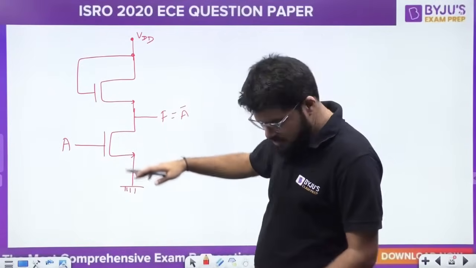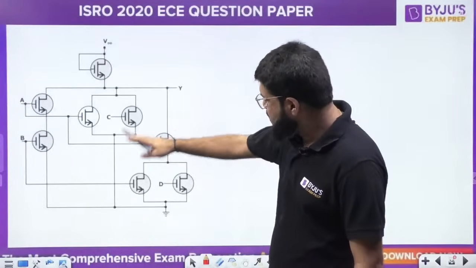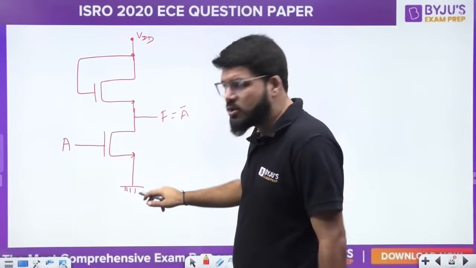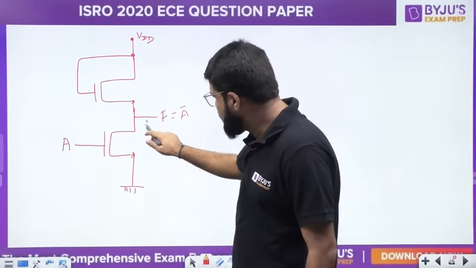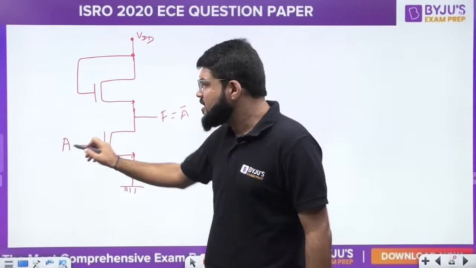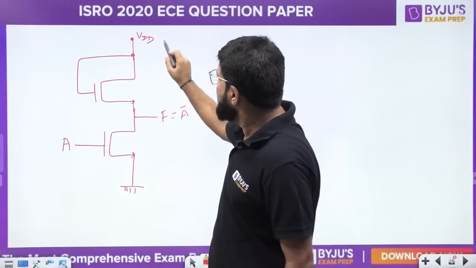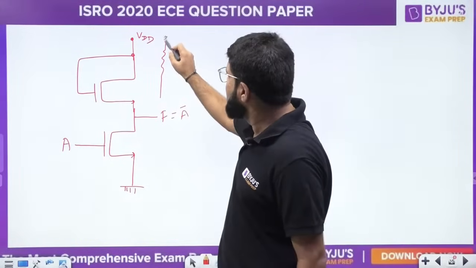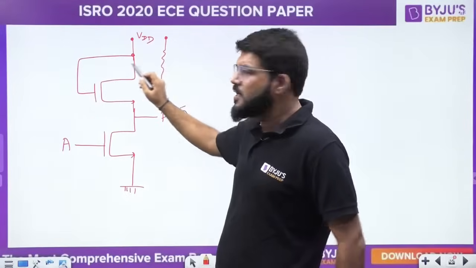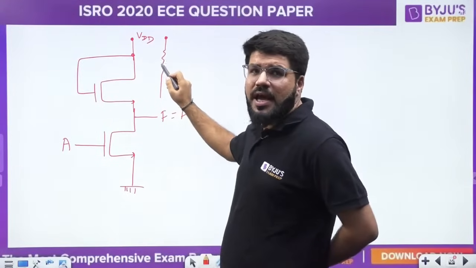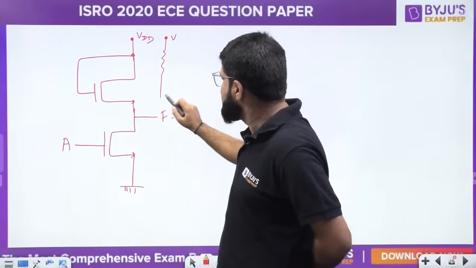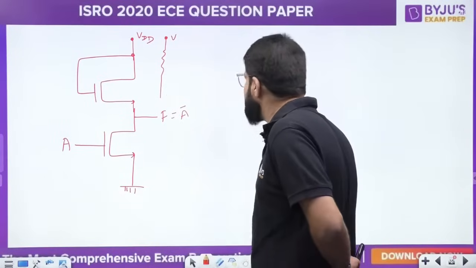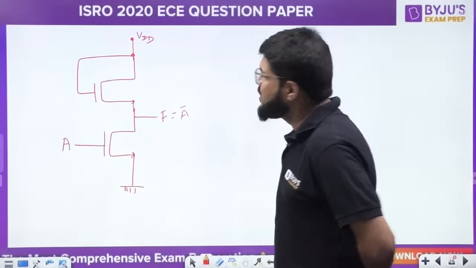Some particular connections are given here, we will see them as well. Whenever A is equal to 1, this NMOS switch will be closed and it is connected to the ground, so the output will be 0. But if A is equal to 0, this is open, and because the connection is open, there is no current flow in this resistor. The resistor here is just the resistor of this device. Since there is no current flow, whatever is the voltage here, the same will apply here. Here it is VDD, logic 1, so the output will be 1. So if A is 0, output is 1. If A is equal to 1, output is 0. So this is nothing but your inverter.